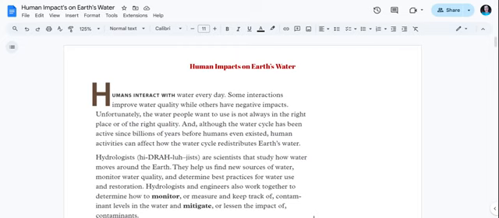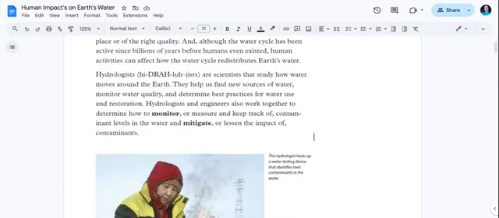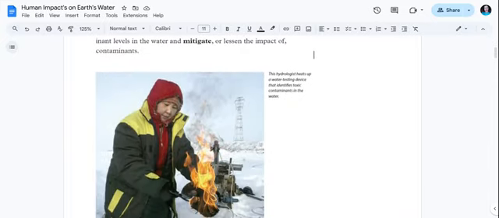Hydrologists are scientists that study how water moves around the Earth. They help us find new sources of water, monitor water quality, and determine best practices for water use and restoration. Hydrologists and engineers also work together to determine how to monitor, or measure and keep track of, contaminant levels in the water and mitigate, or lessen the impact of, contaminants. And take time to look at this picture.